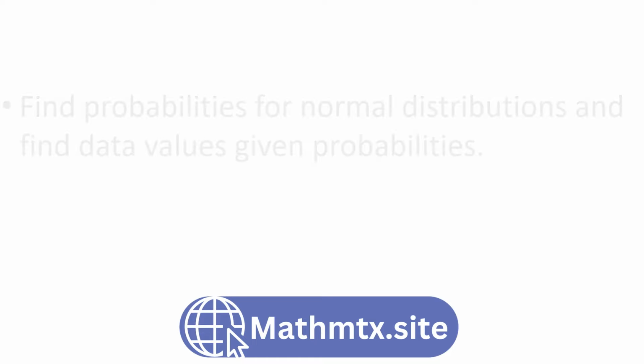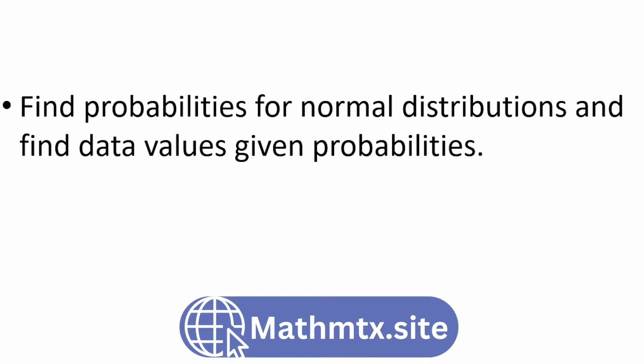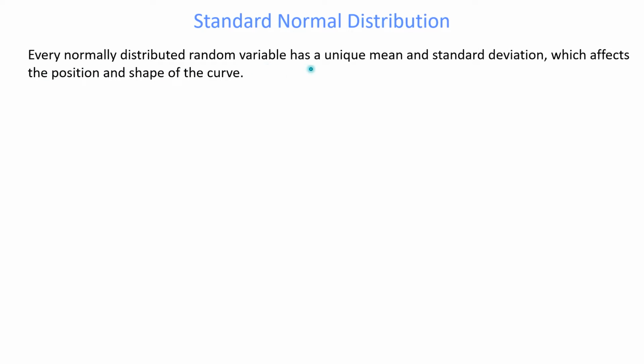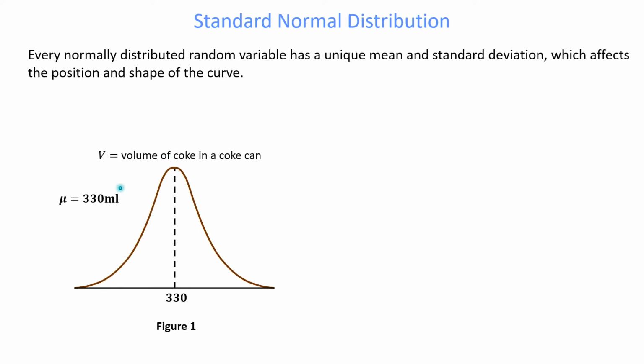The learning objective for today's lesson is to be able to find probabilities for normal distributions and find data values given probabilities. Every normally distributed random variable has a unique mean and standard deviation, which affects the position and shape of the curve. So if you look at this diagram here, the random variable V is equal to the volume of Coke in a Coke can.